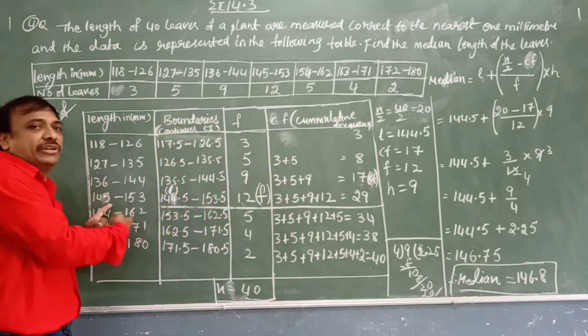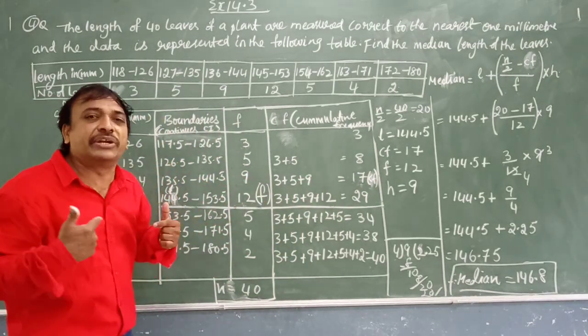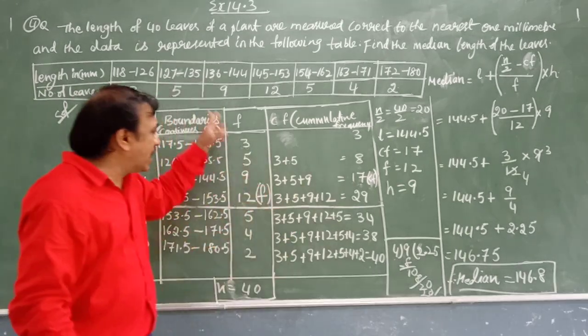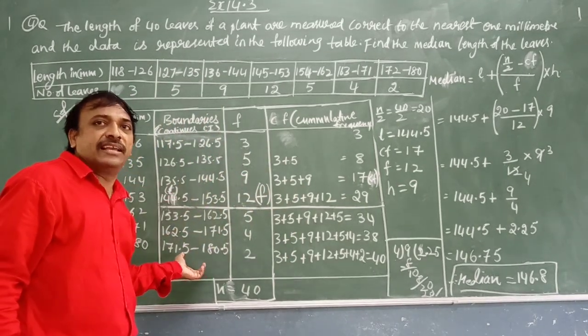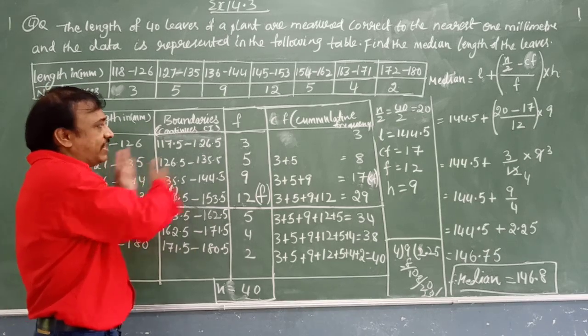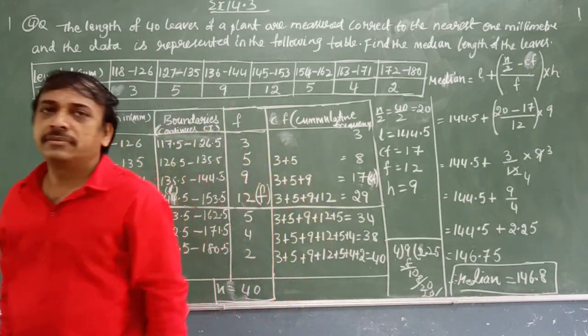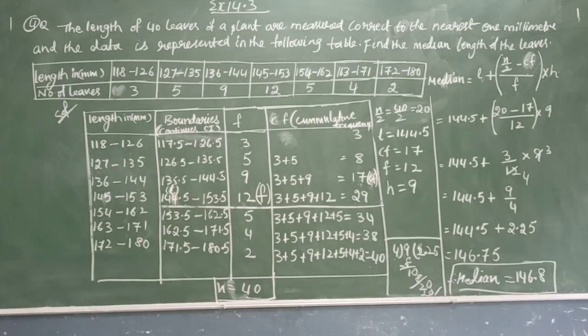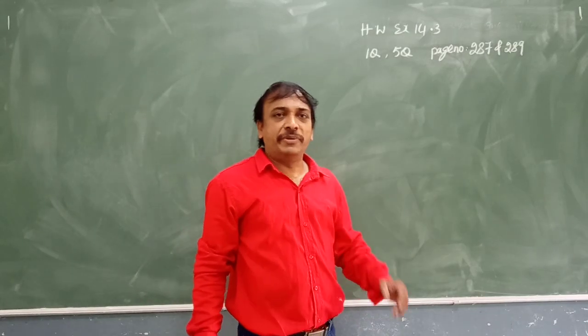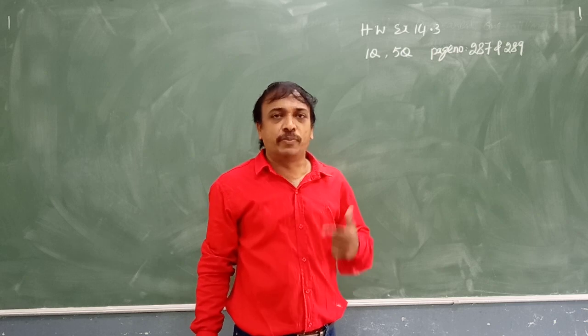Here we got discontinuous data. Suppose they give continuous data directly, you need not convert it again. Directly you can start with the class interval, frequency, and then cumulative frequencies. I hope you understood how to find the median for group data.